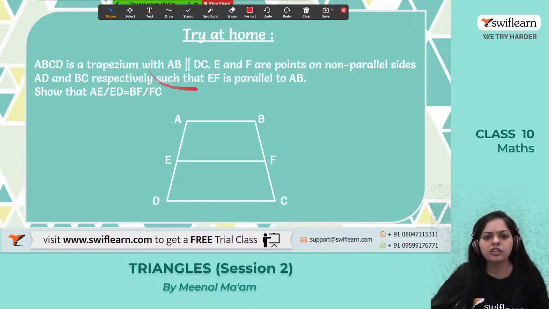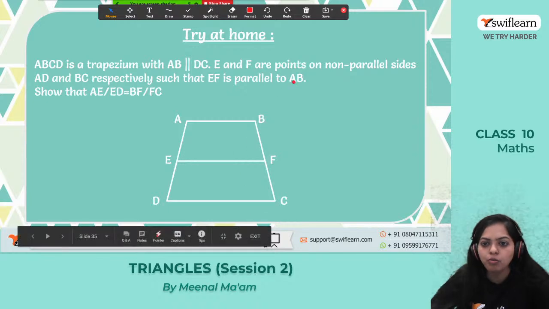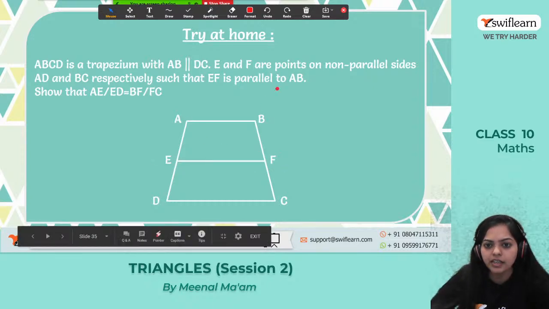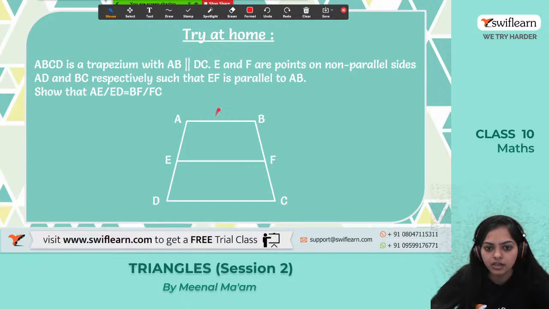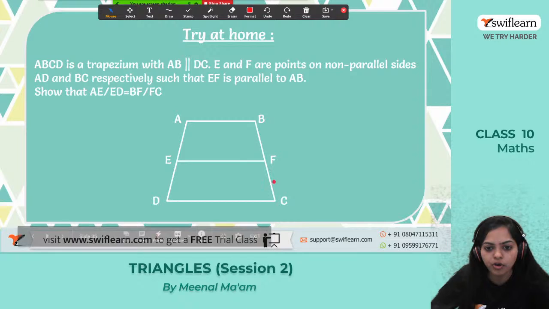Before that, I will give you one homework. You have to try this question at home. Let me read the statement with you. ABCD is a trapezium with AB parallel to DC. It is given that E and F are points on the two non-parallel sides AD and BC such that EF is parallel to AB. We have to show that AE upon ED is equal to BF upon FC.